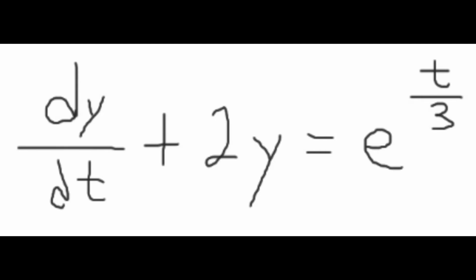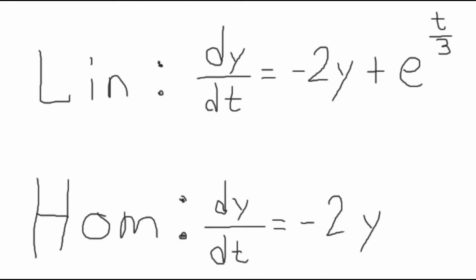In this video, I'm going to try and solve the linear differential equation dy over dt plus 2y equals e to the power of t over 3. First things first, we have to understand that the linear equation in this scenario is dy over dt equals negative 2y plus e to the power of t thirds, whereas the homogeneous equation is dy over dt equals negative 2y.